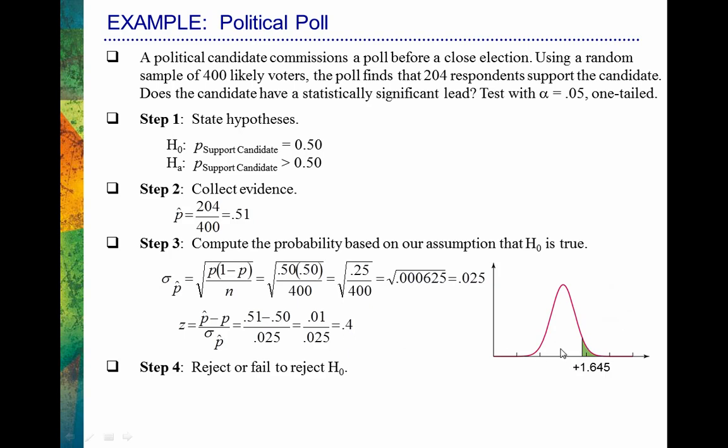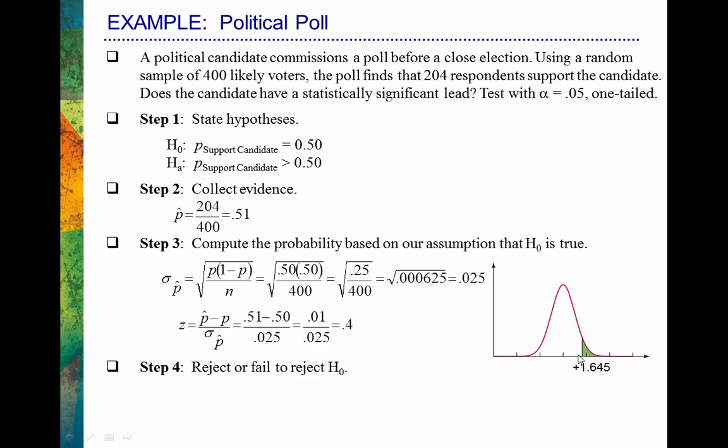So here right in the middle we have a z-score of 0. And right about here, we have a z-score of 0.4, and that represents where our sample proportion of 0.51 is. So we can see it has not gotten into our critical region. It has not surpassed this value, which marks off where our critical region begins.